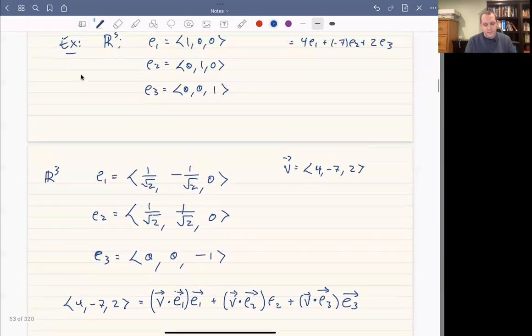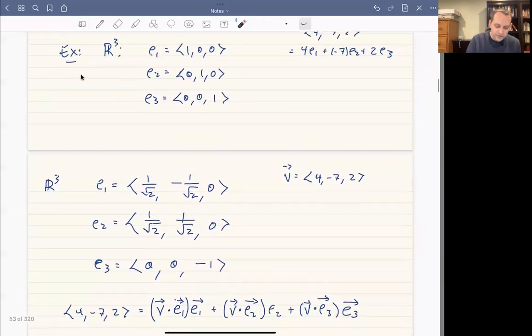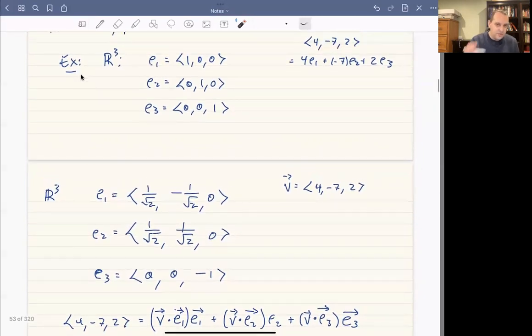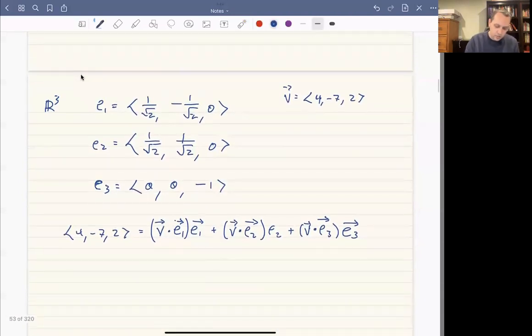And that's, if you think about it, essentially what we did before when we found those numbers 4, -7, and 2. What we did, even if you didn't think about it exactly like this, is we took the vector 4, -7, 2, and we took the dot product of this vector with each of these 3 basis vectors. So the dot product of 4, -7, 2 with the standard basis vector 1, 0, 0 is 4. And the dot product of V with E2 is -7, and the dot product with the last one is 2.